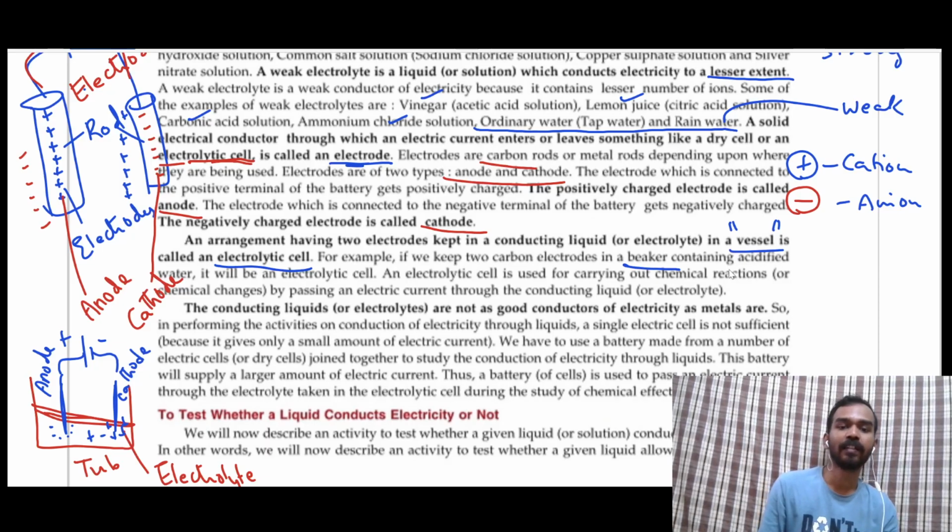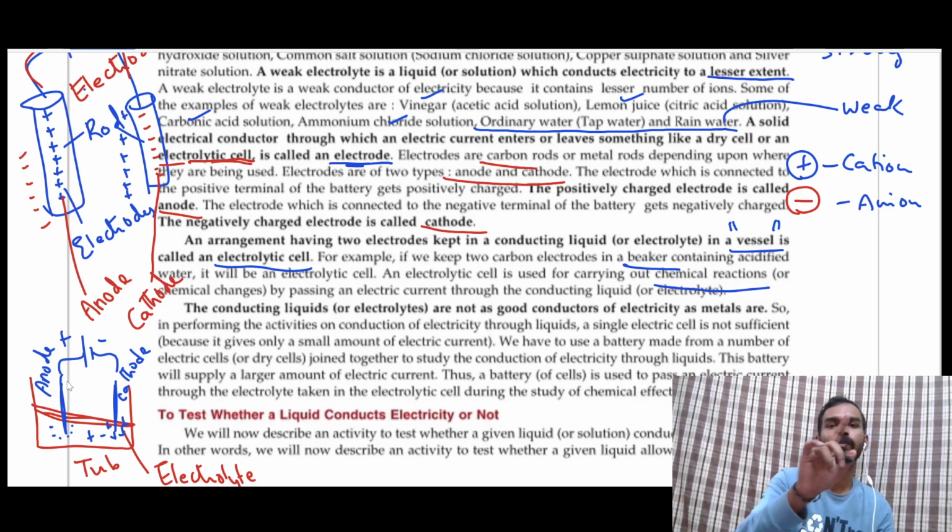Then the chemical reactions will be carried out. The current is passing through these electrodes into this electrolyte. Then the chemical reaction takes place because, as I told you, if current flows through a solid, there is no chemical reaction. That is the first point. When it comes into a liquid, a chemical reaction takes place. So chemical reaction happens in this electrolytic cell.